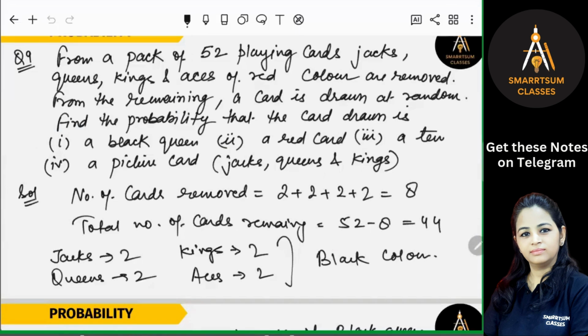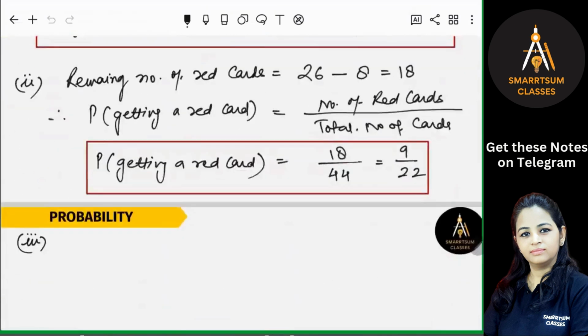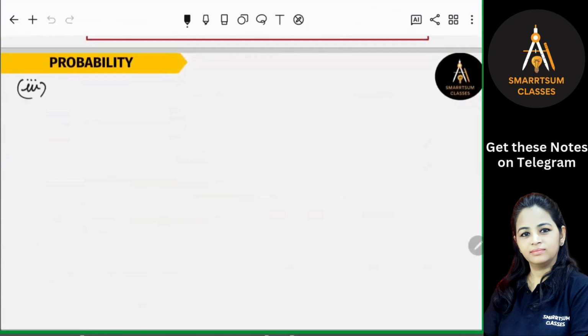Now, in the third part, we have to find the probability of getting a 10. So whatever cards are remaining in the deck, that is 44, we have to find the probability of getting a 10 card when we are taking a card at random. So very first we have to write down how many tens are in the deck. We have not removed any 10 from the cards. So there are 4 tens.